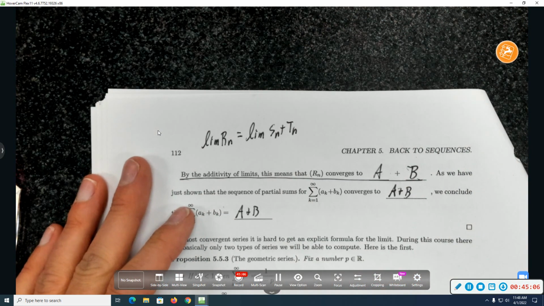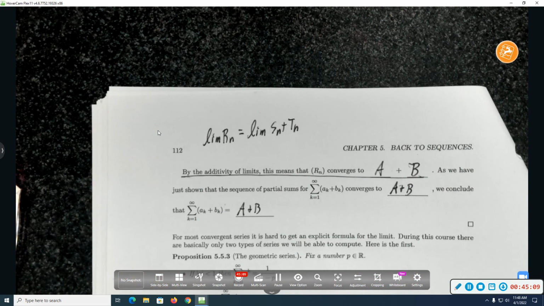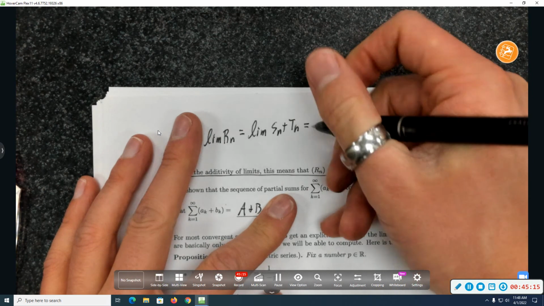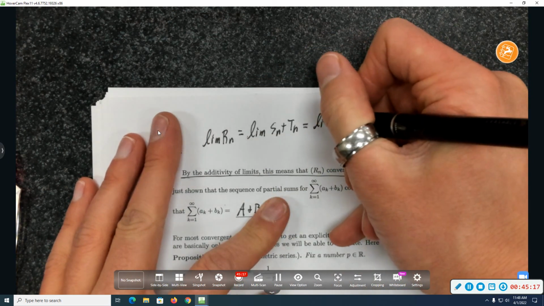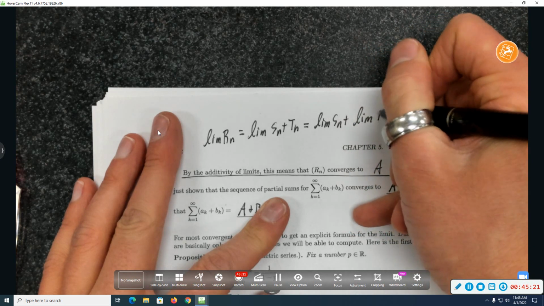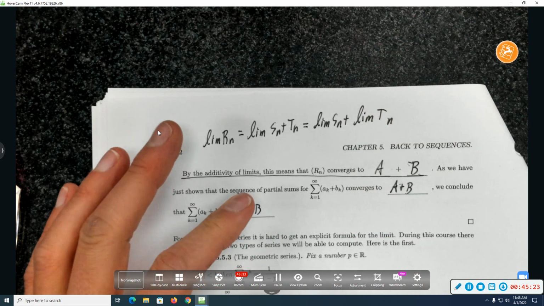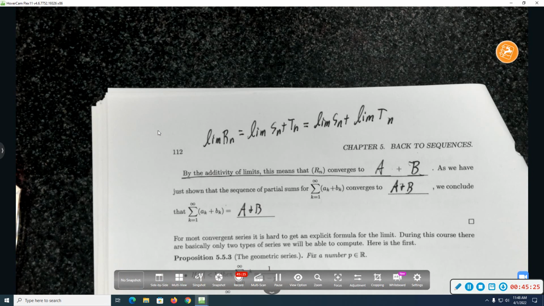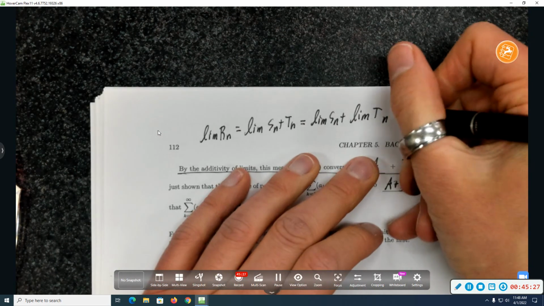Does Sn have a limit? Yes. Does Tn have a limit? Yes. So by additivity of limits, I can rewrite this as the limit of Sn plus the limit of Tn. Do I already know what the limit of Sn is? Okay, yes. All right, there we go.